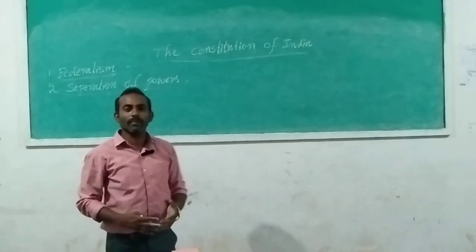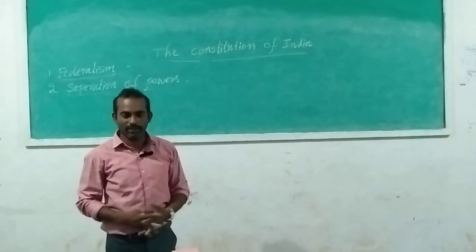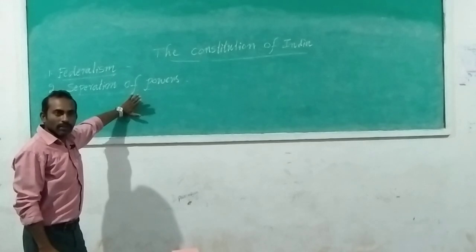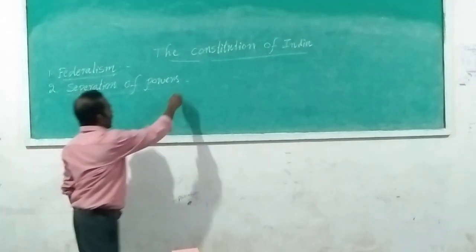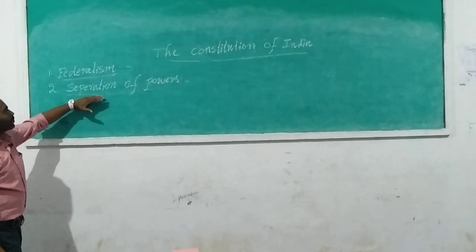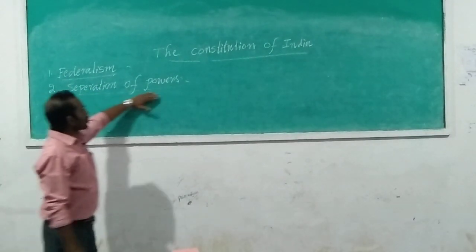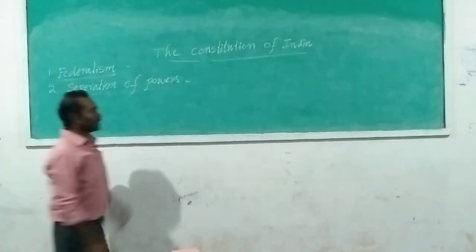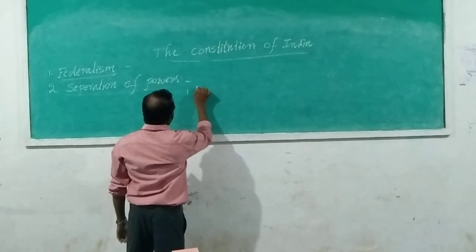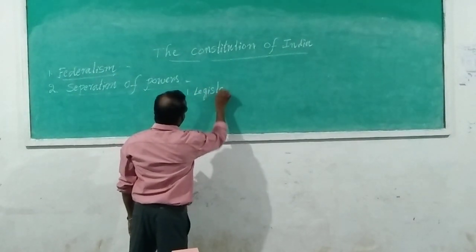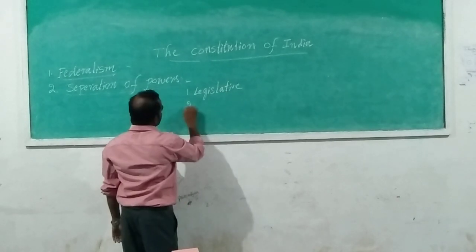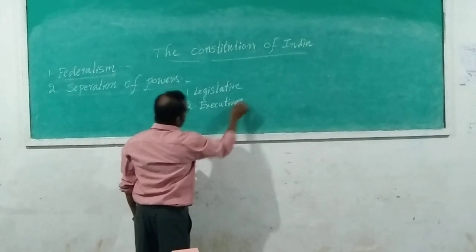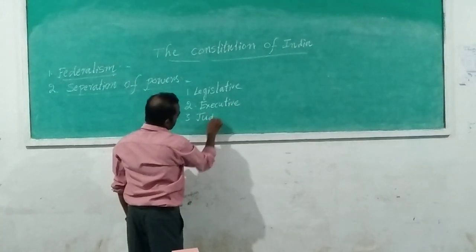This monarchism or dictatorship leads to abolishment of the fundamental rights. So, to avoid monarchism or dictatorship in the country, our Indian Constitution adopted the law of separation of powers. According to the law of separation of powers, there are three organs in the government. One is legislative, second is executive, third is judiciary.